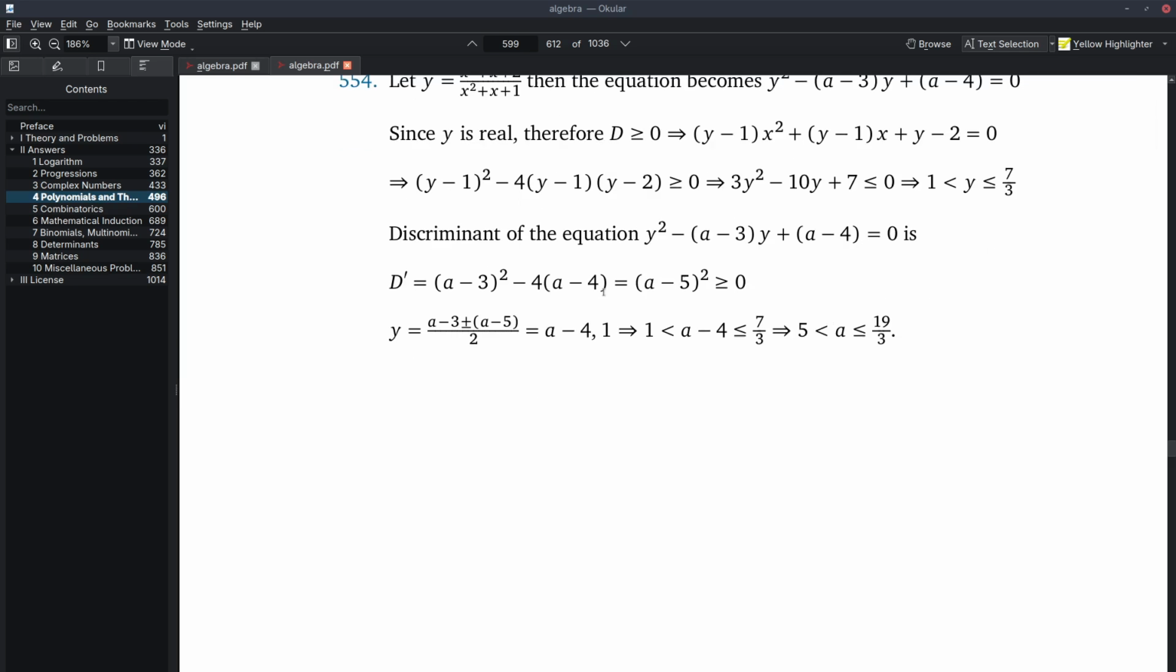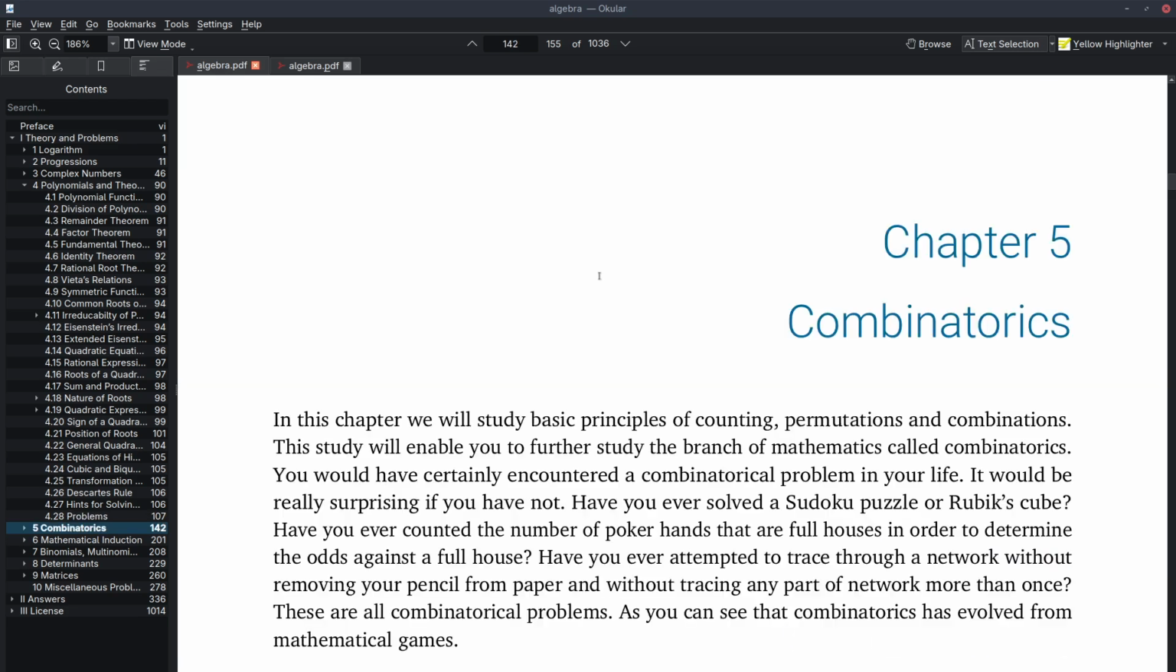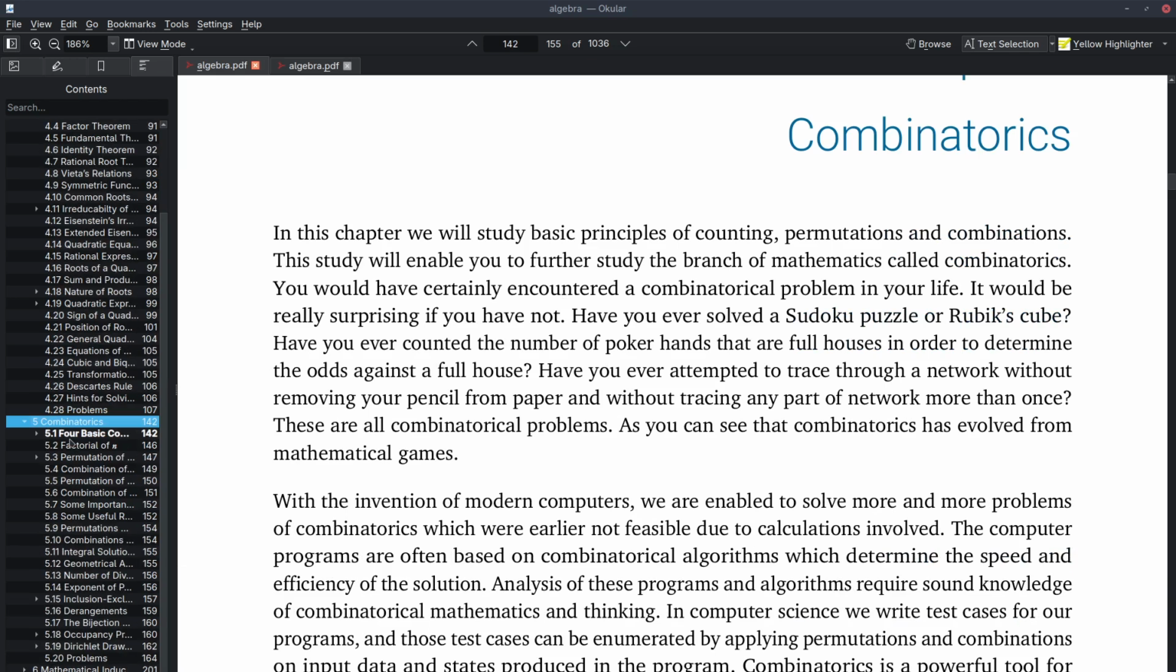And with this, we end the polynomials and theory of equations, and the next chapter is going to be combinatorics. So we will go through the book mostly. For the theory part, it will take a bit of time to go through the theory. Let me see. Oh my goodness, there are 20 pages we have to go through. It will probably take more than 2-3-4 videos to go through this.